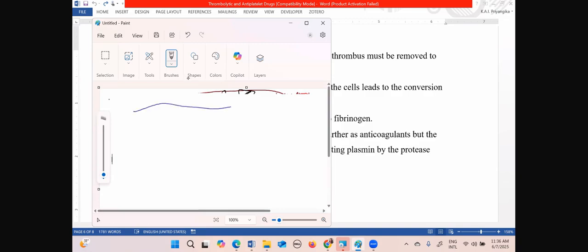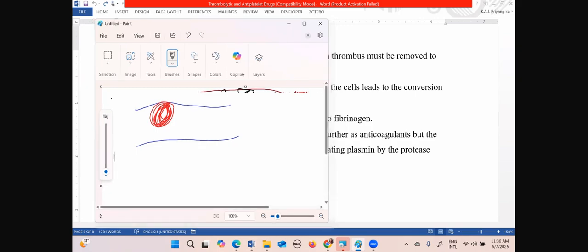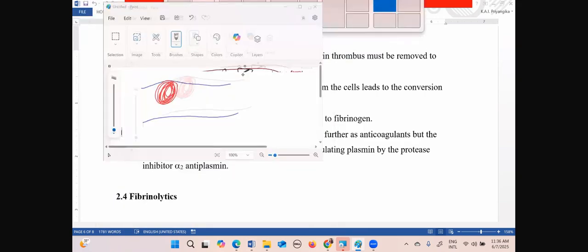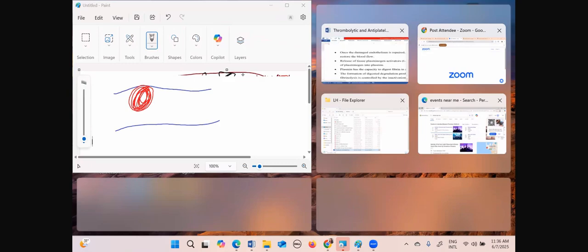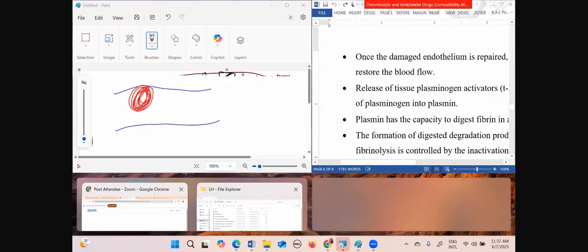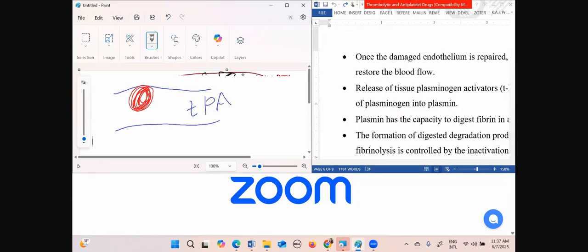Now the blood clot is here. Once the injury is repaired, we need to remove it to maintain good blood flow. Right? I think it is clear to everyone. So how it happens is what was explained here. Tissue plasminogen activator, tPA, will be released, and this will convert plasminogen, which is in our plasma, into plasmin. This tPA will convert plasminogen into plasmin.